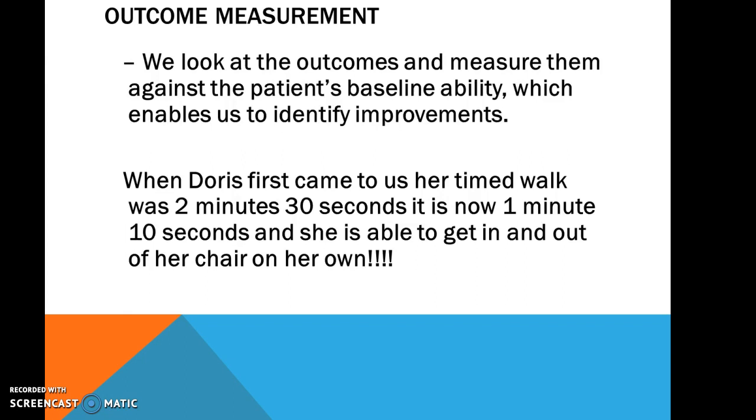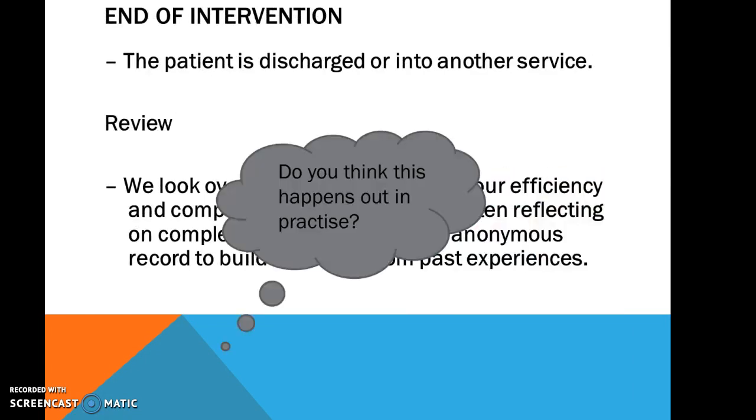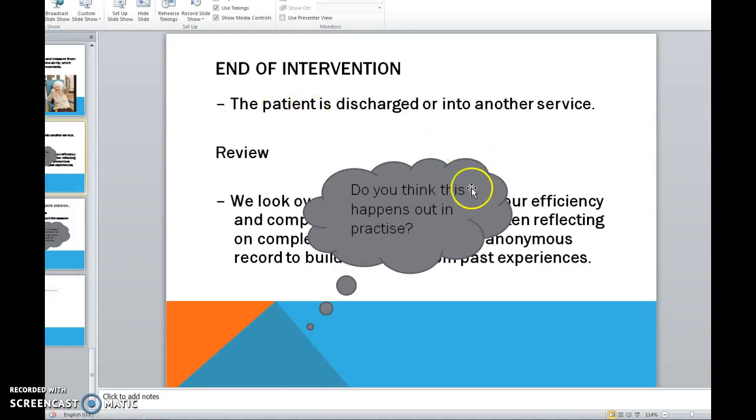And we'll be using some of these in the session that myself and Annette are going to be doing on Monday. So it could be that when Doris first came to see us, her time walk was 2 minutes 30 seconds, and now it's 1 minute 10 seconds, and she's able to get out of the chair on her own. So you've got a real baseline there of improvement. There she is. She's over the moon. And that's then the last part, the end of your intervention.